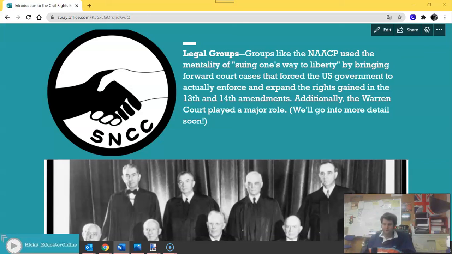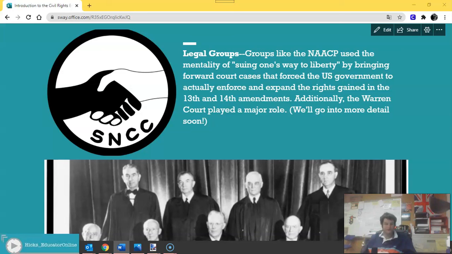Legal groups. Educated African Americans and whites who believed in equality saw the U.S. legal system as a way of bringing about equality. After all, Section 2 of Amendment 13 kind of states, if I recall correctly, that the U.S. government has the power to enforce the amendments. And so the NAACP, for example, is famous for, well, how do we put this? Organizing lawyers to help various African Americans get their cases to court, and if necessary, all the way up to the Supreme Court. And we will hear more about the NAACP and some of their famous Supreme Court cases in this unit.